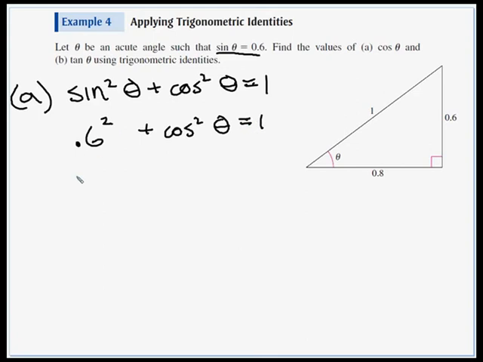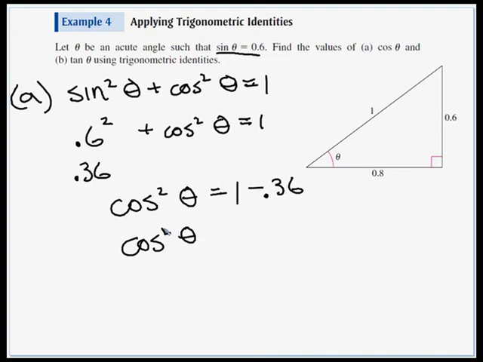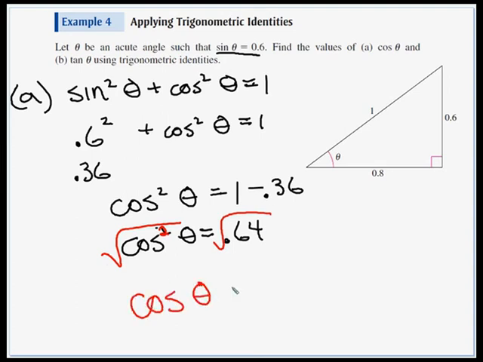And if I square this, I get 0.36, and I'm going to subtract that from both sides. So the cos squared of theta is equal to 1 minus 0.36. And that's cos squared theta. 1 minus 0.36 is 0.64. And now we have a quantity squared, and we just want cos, so we will square root each side. So the cos of this angle theta is 0.8. So that was part A.